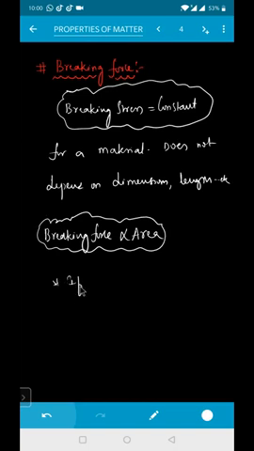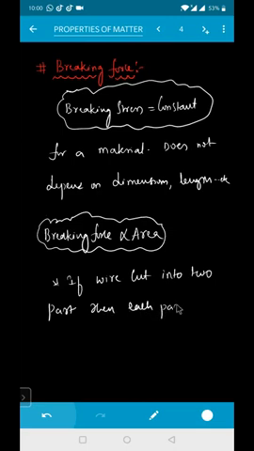Like say, if a wire is cut into two parts, then each part will again hold the same weight, because the area is the same, no beta? Yes, sir. So it is not depending upon the length. Breaking force is depending upon what? Area. Unless you change the area, the wire capacity will not change.